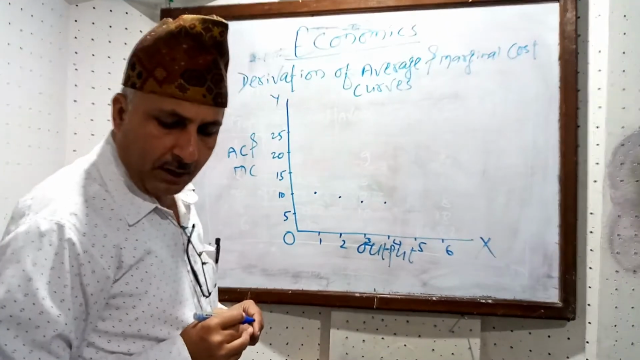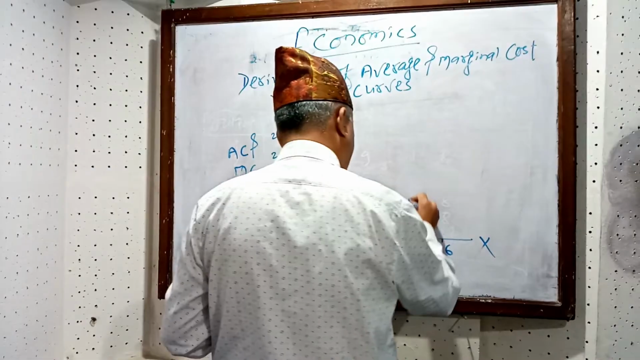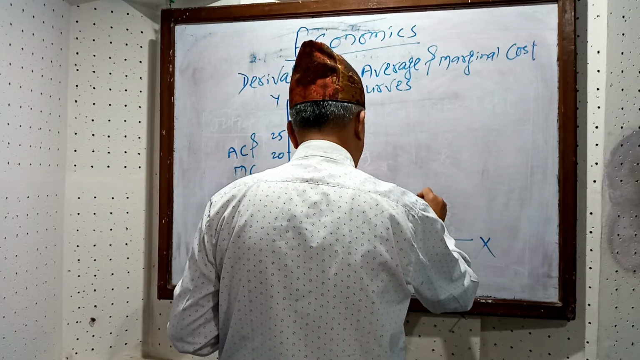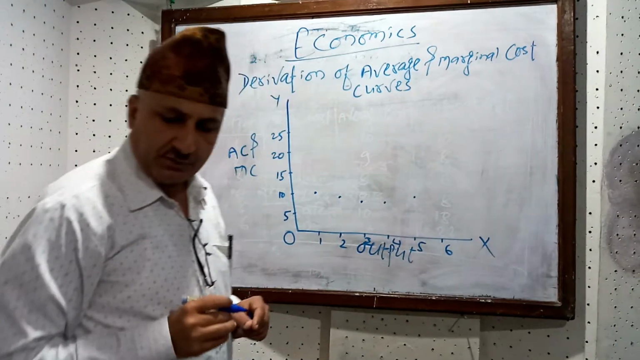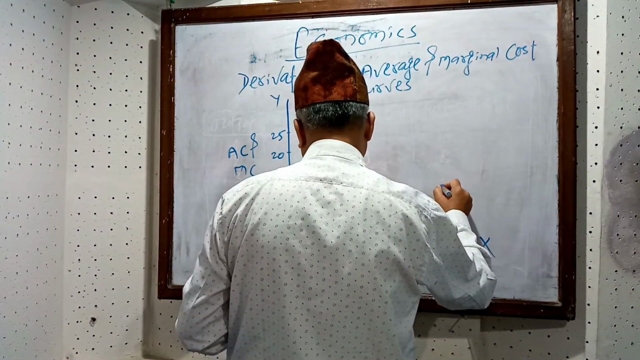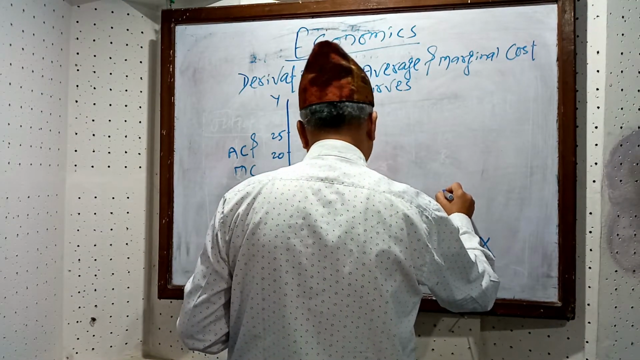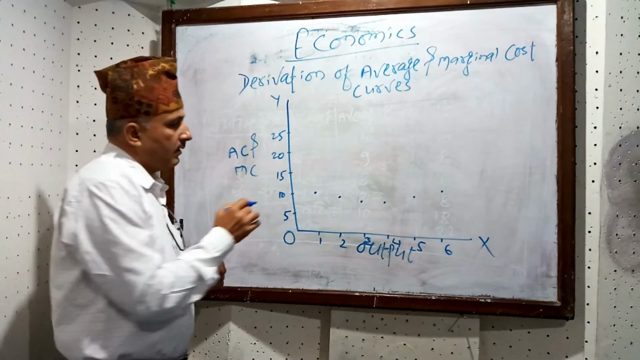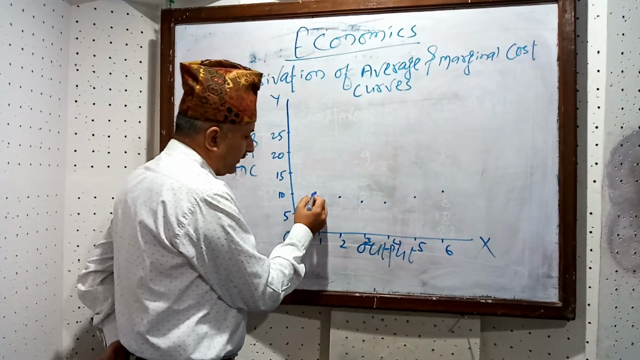Then fifth unit of output, it is 10. And sixth unit of output, it is 12. Make a point, find a point there, 12. Okay, now join all these points by using a scale.